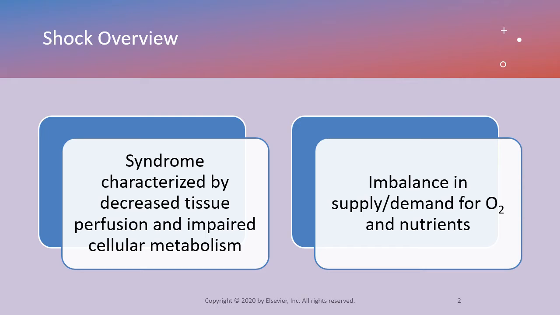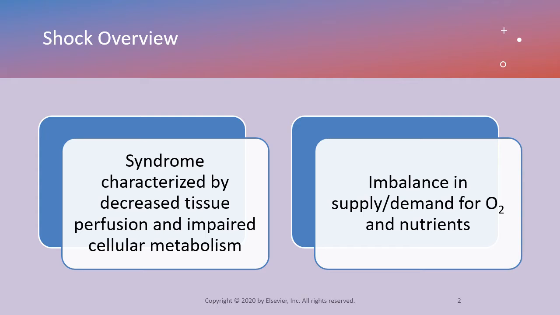This results in an imbalance between the supply of and the demand for oxygen and nutrients. The exchange of oxygen and nutrients at the cellular level is essential for life. When cells are hypoperfused, the demand for oxygen and nutrients exceeds the supply at the microcellular level. Ischemia can occur, leading to cell injury and death. Thus, shock of any cause is life-threatening.